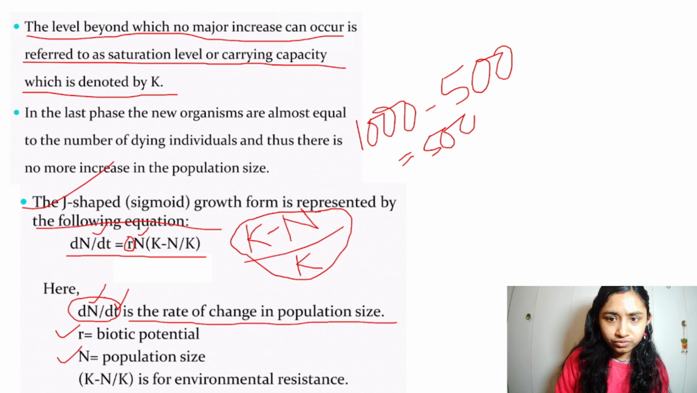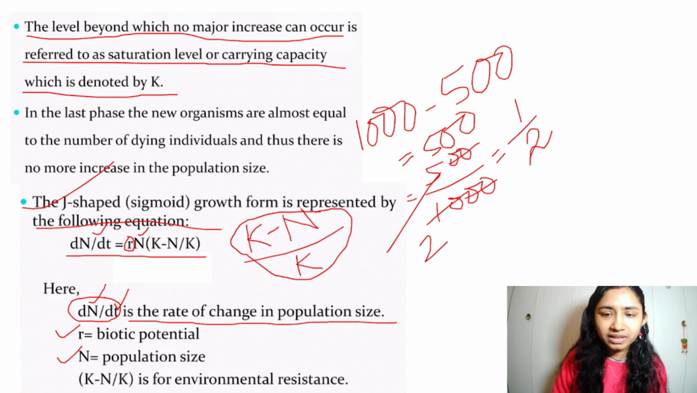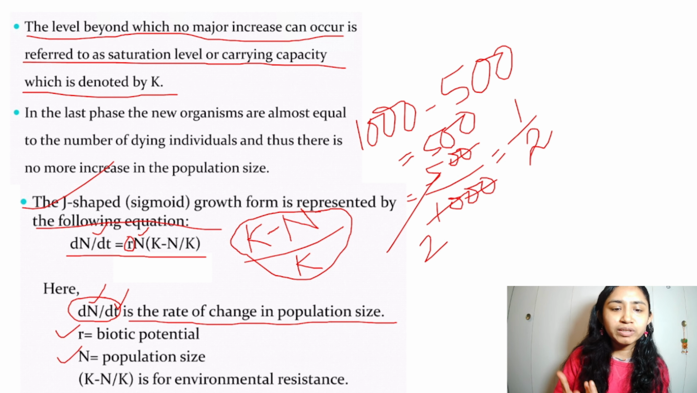So now if I want to take out the proportion, K minus N divided by K, which is 500 divided by K, which is 1,000. So half the amount of food is left. It's very easy to understand. 500 into 2 is 1000. Okay, so this is the way you have to understand. So (K minus N) by K is the proportion of unused material left in the population. I hope you understood the equation.